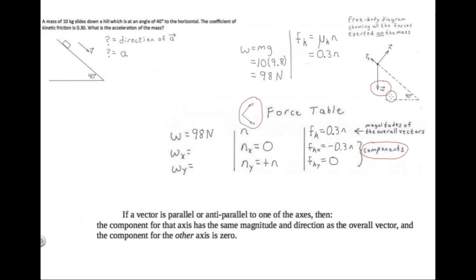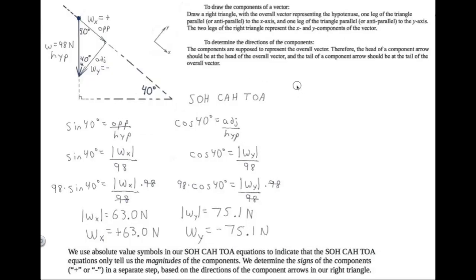In this problem, the weight force is neither parallel nor anti-parallel to either axis. So in this problem, we cannot use this rule to break the weight force into components. Instead, for this problem, we will need to draw a right triangle and use the SOHCAHTOA process in order to break the weight force into components. Here's the process for breaking the weight force into components. Now let's discuss this process step by step.